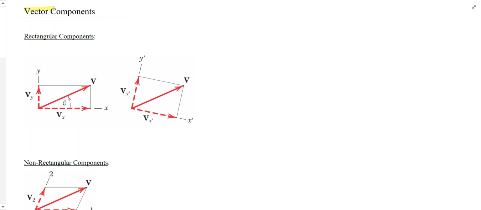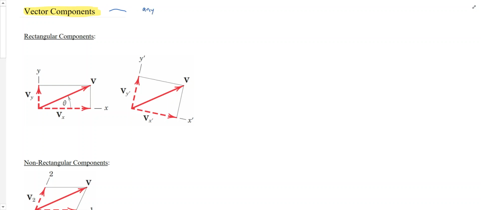All right, we now want to talk about vector components. And vector components are very important, and you will do this thousands of times in this course. So what do we mean when we say vector components? Well, a general description would be this.